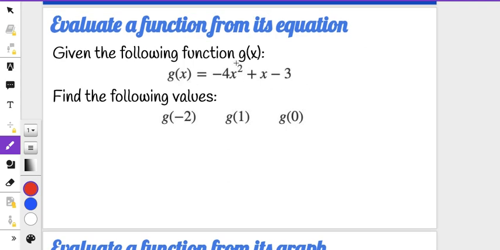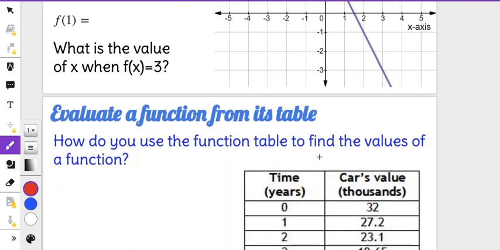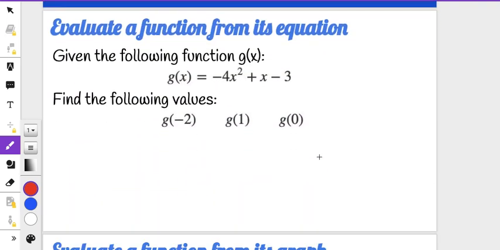Sometimes it can be an equation, as you can see here, and sometimes we can work on the graph, and sometimes we can even work on the table. So let's check all the examples here. First, we have the equation: our function is negative 4x squared plus x minus 3.